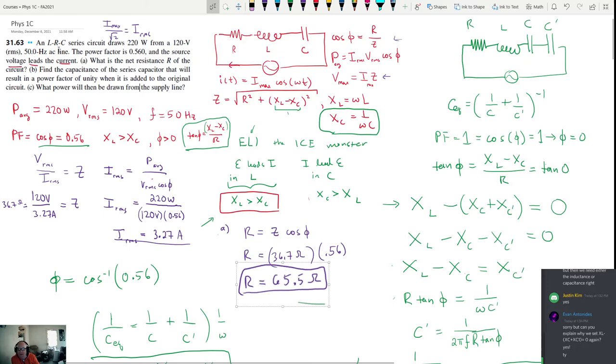This could just be a calculator error. Oh yeah, I can see it. Can anyone see the error that I made? This one's correct. We know this isn't right. R should be smaller, right? Because it's 36.7 multiplied by 0.56. I don't know what I did. I can't tell what I did at all.